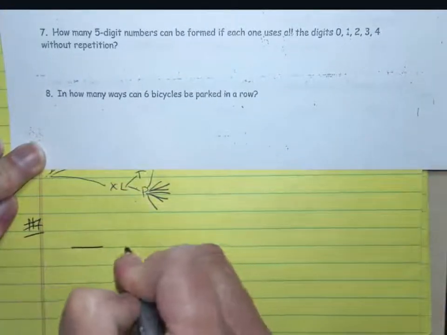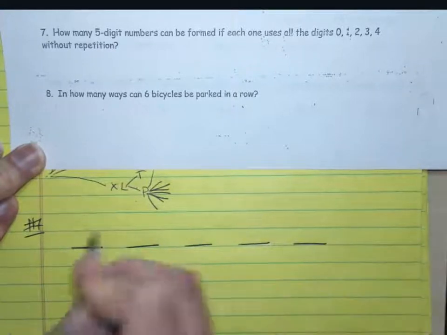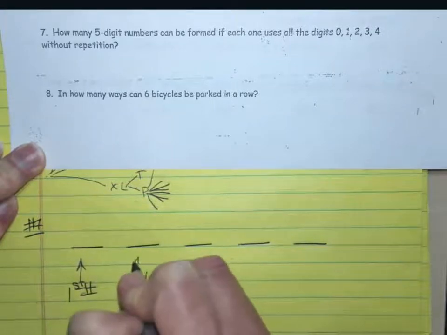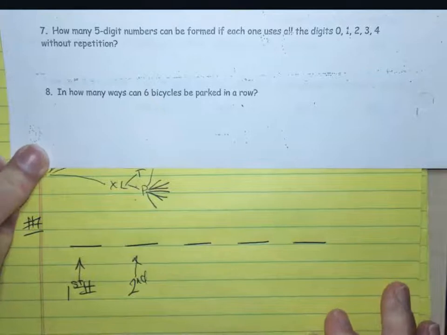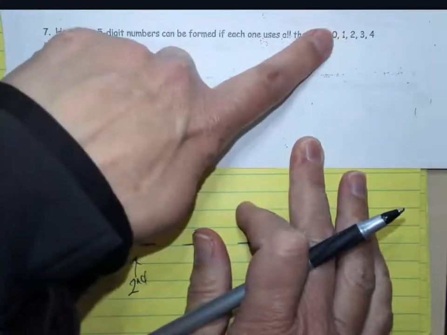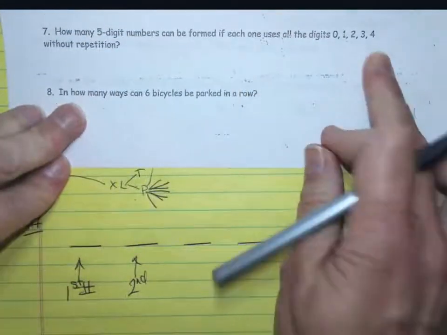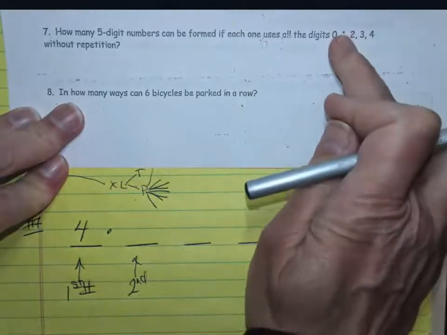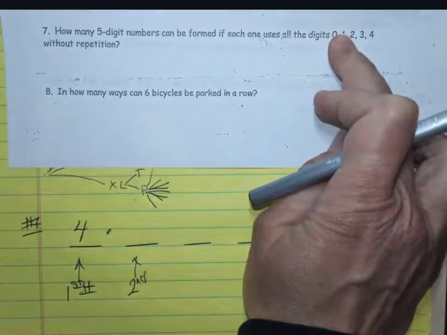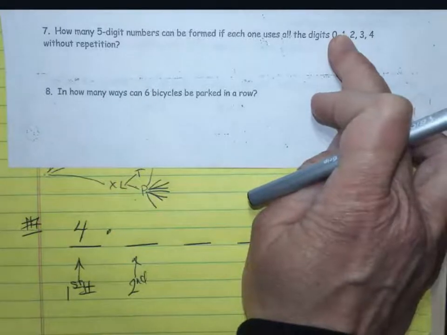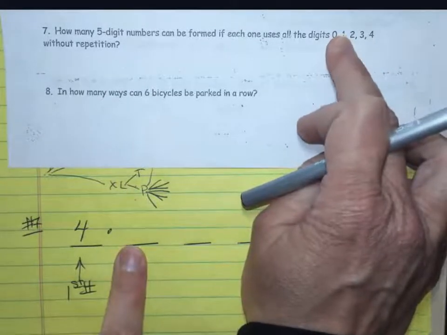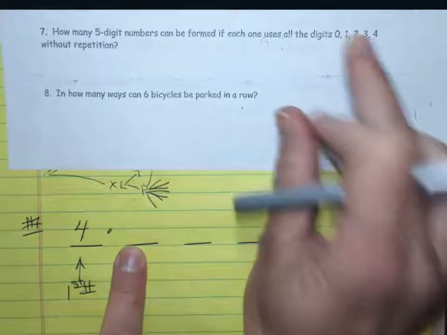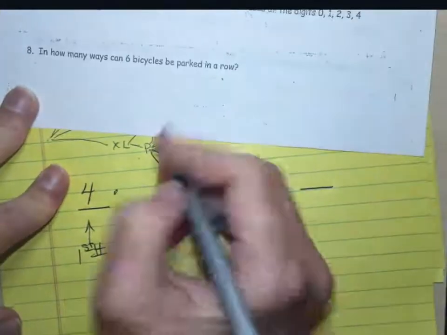So I have the first digit, second digit, third, fourth, and fifth. So this is the first number, the second number, the third number, and so on. So if it can't be a 0, I have 4 possibilities for the first number. Now, say the first number was a 1. Now how many possibilities? Because it says without repetition, meaning I can't have a 1, 1. So that means I have 4 possibilities again, because I can't have that repetition.